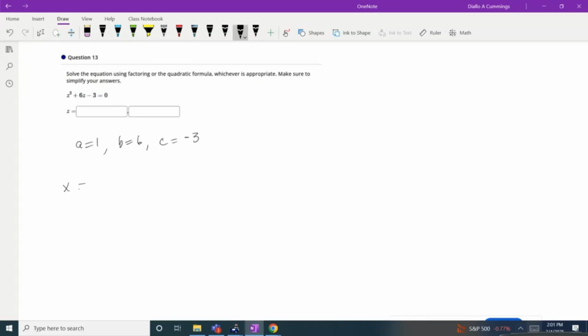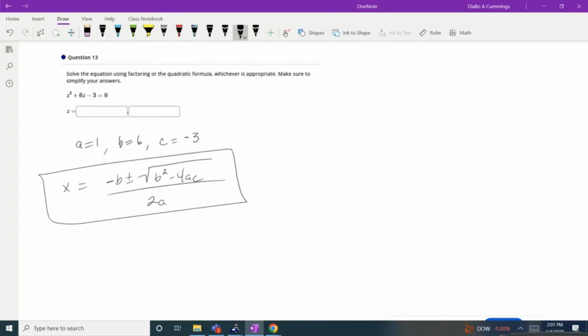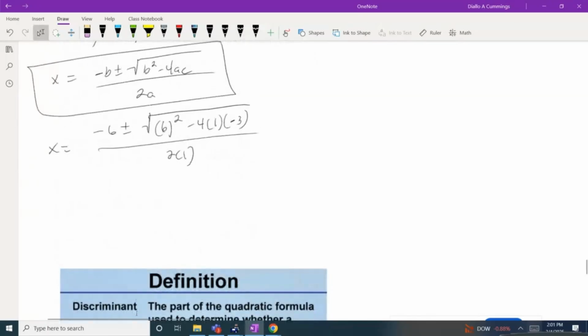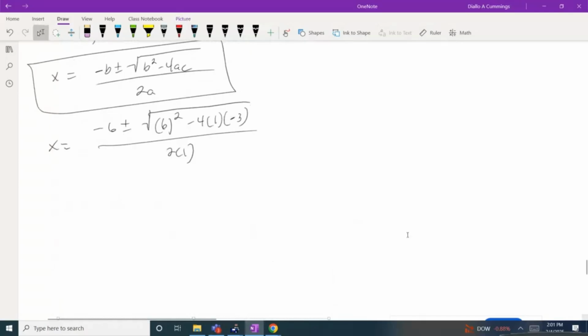I'm going to rewrite the quadratic formula. And now we're going to substitute it. So x is equal to negative 6 plus or minus the square root of 6 squared minus 4 times 1 times negative 3, over 2 times 1.